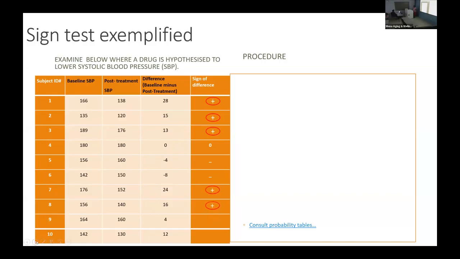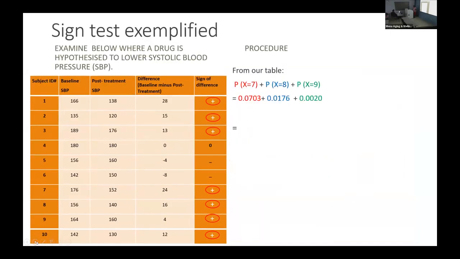Or maybe we could use it. Good. So from our table, we saw that the probability of 7 successes was 0.0703. And the probability of 8 is 0.0176, the probability of 9, 0.0020. If we take the sum of these values, we essentially end up with this. That's the probability of 7 or more successes out of 9 trials, when the probability of success is 0.5.